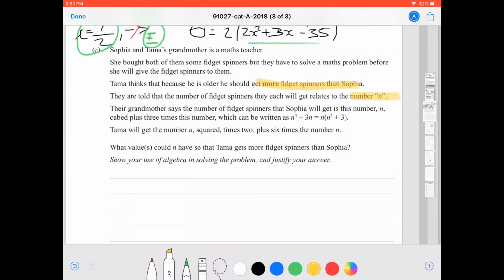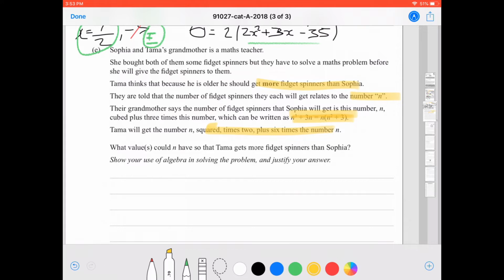Their grandmother says that the number of fidget spinners that Sophia will get is this number n cubed plus 3 times this number, which can be written as that expression. Tama will get the number n squared times 2 plus 6 times the number n, right? And that's in word form. They haven't given us an expression for that, or a numerical expression.